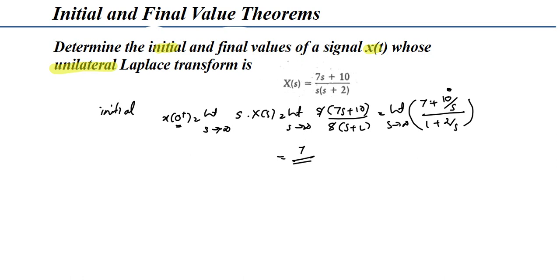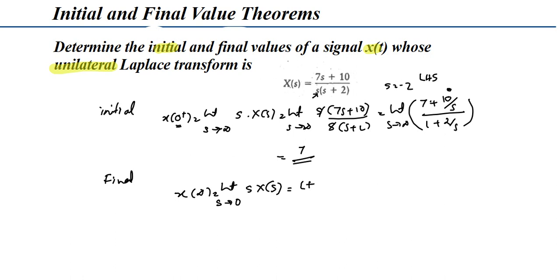Now we will apply the final value theorem to find x of infinity. In order to find x of infinity, take the limit s tending to 0 of s into x of s. To apply the final value theorem, you need to verify two things about the poles. There is only one pole at s is equal to 0, and another pole at s is equal to minus 2, which is in the left half of the s-plane. So no problem, we can apply this theorem.